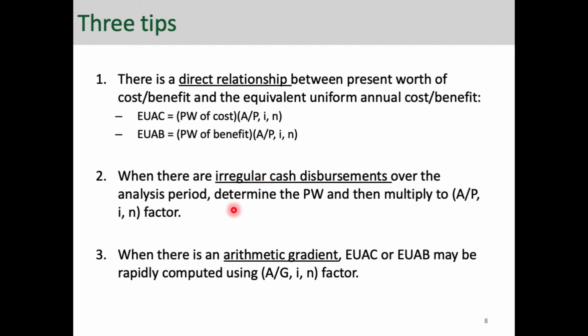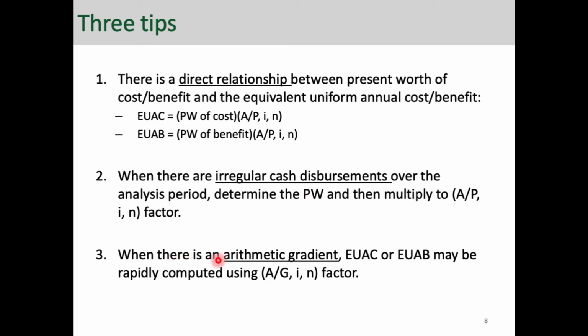And another tip is when you're dealing with irregular cash flows over some analysis period, a lot of times calculating annual worth or A directly from those irregular cash flows is difficult. What you can do is calculate the present worth first and then convert it to annual worth using A given P factor. So basically taking advantage of that relationship between A and P for irregular cash flows.